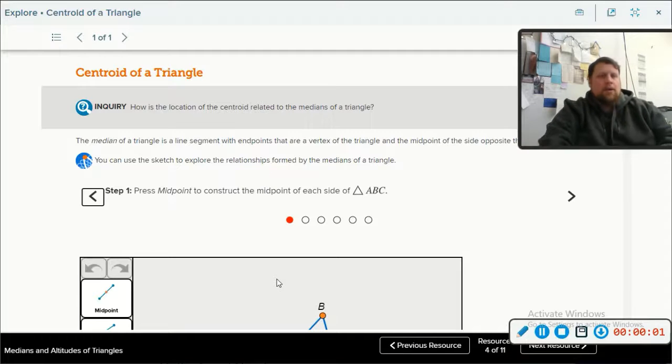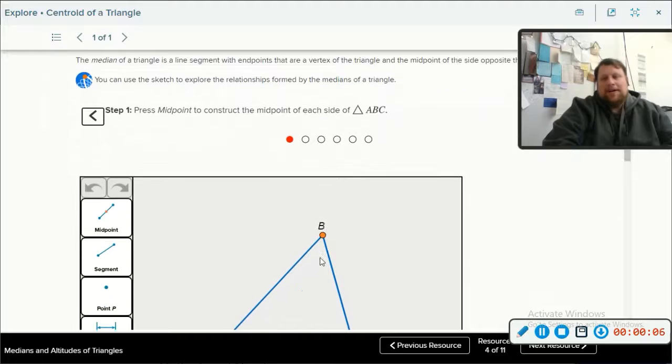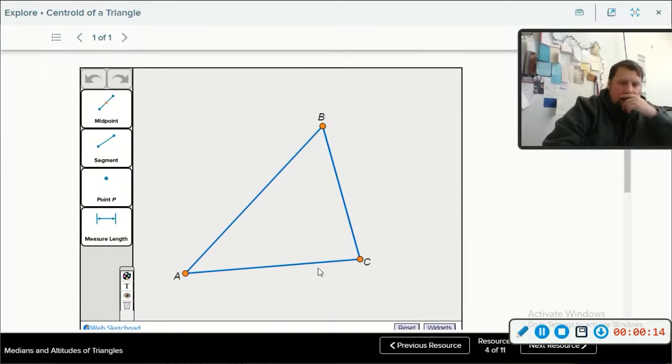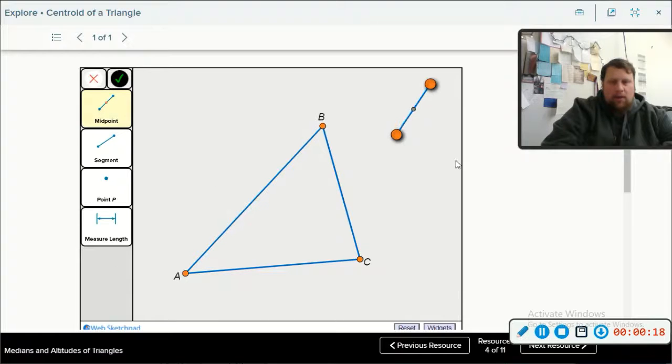All right, now we're going to talk about the centroid of a triangle. So remember that the centroid is that spot where we have that center of gravity established so we can balance an object. And what we're going to do is look at triangle ABC right here. The first thing I want to do is establish the midpoints. This tool just helps me establish the midpoint.